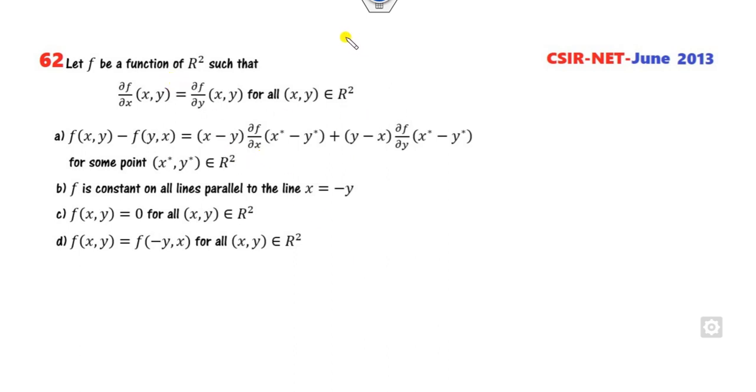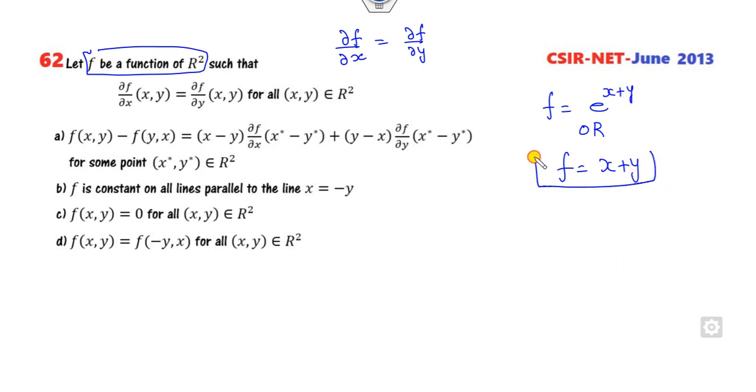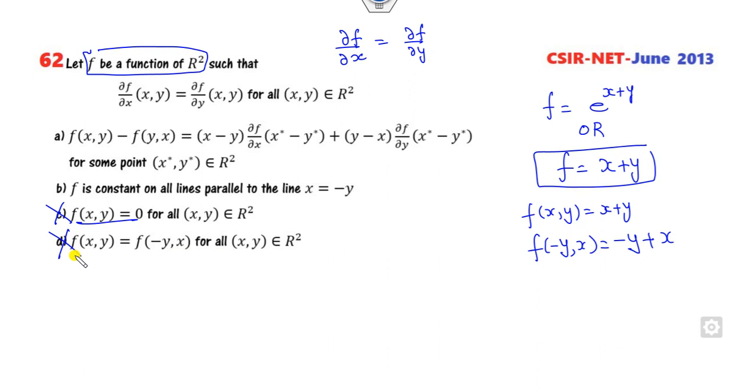Okay, let f be the function such that the partial derivative with respect to x and the partial derivative with respect to y are the same. So for all the functions, look at that, any function on R squared, you can think about any function, like x plus y, that's the simplest one. So in this case you can see it is satisfied. So look at that, this option is cancelled because this function is non-zero. f of x, y is f of minus y, x. So what is f of x, y? It is x plus y. What is f of minus y, x? It's minus y plus x, which are not the same. So this option is also cancelled.